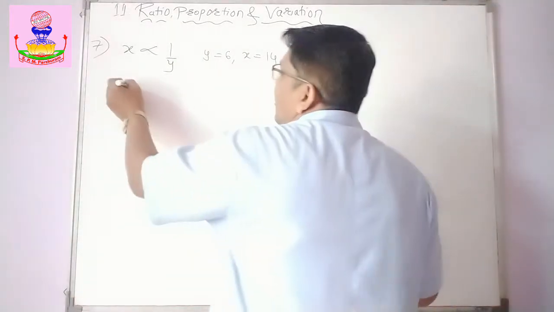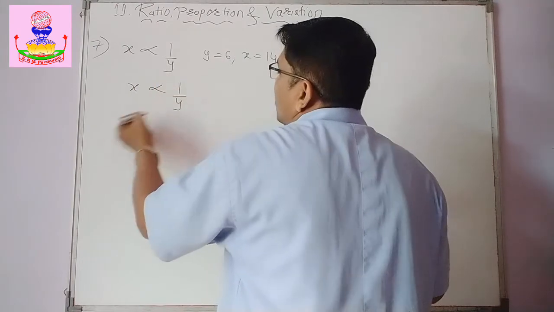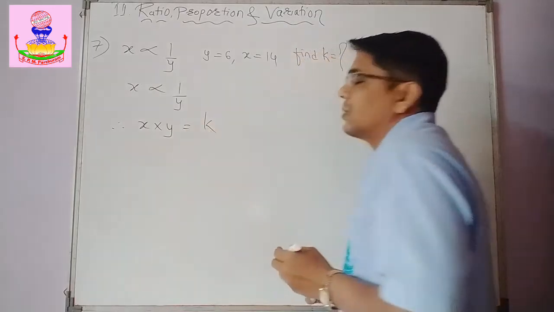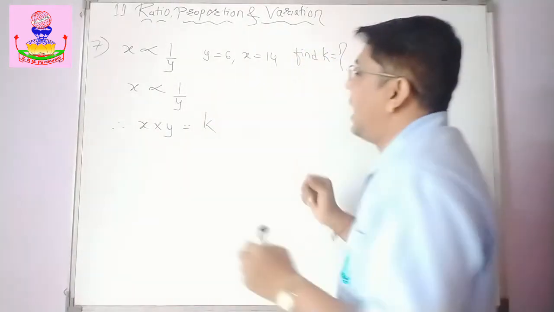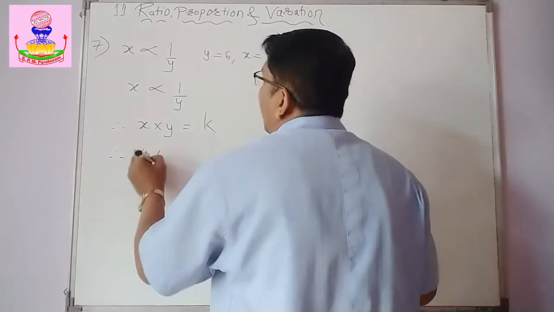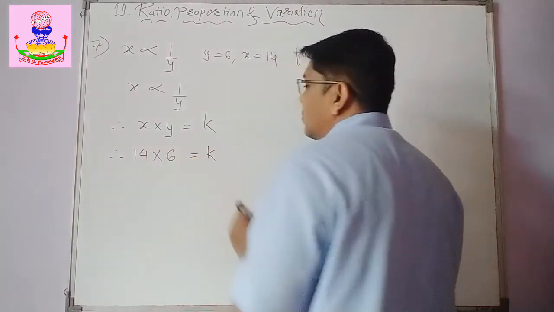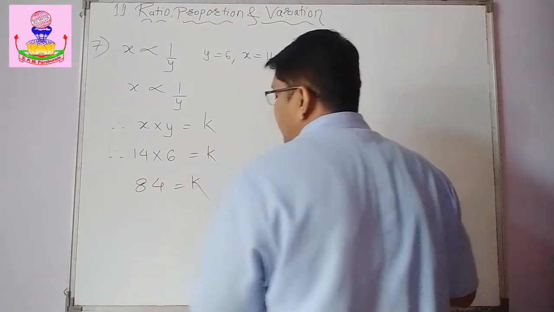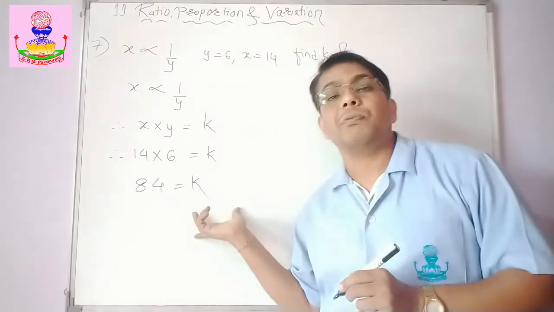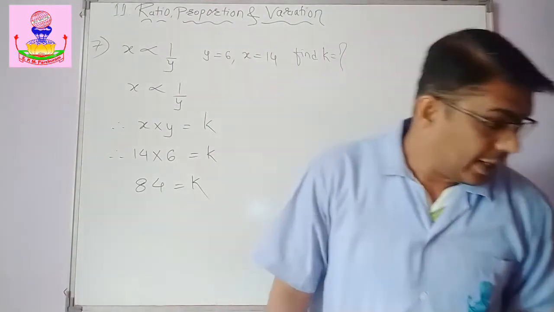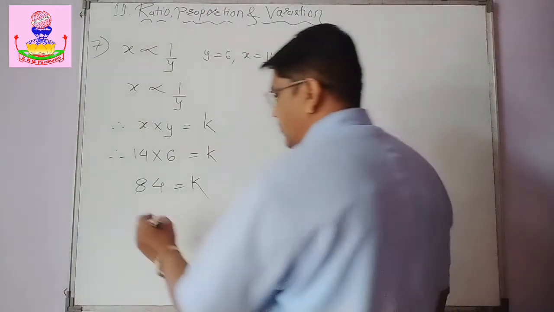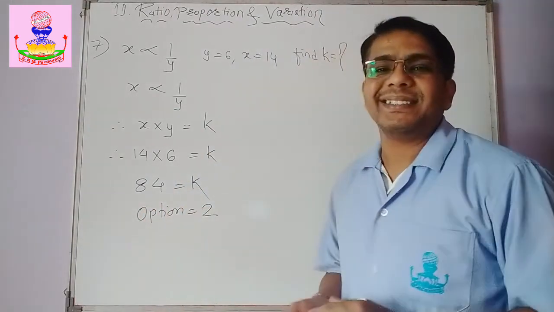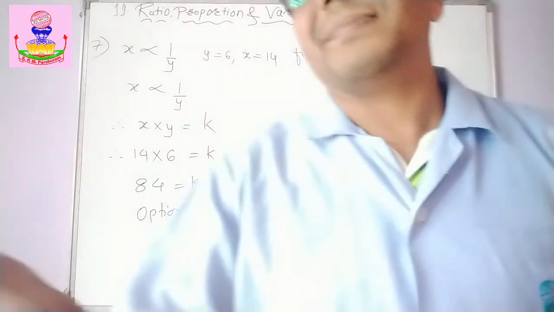that is k. Okay, so we know that x inversely proportional to y, therefore x into y is equivalent to k, constant of proportionality. Now I know value of x 14, I know value of y 6, that is equal to k. Now 14 6s are, yes, 84. So value of k is 84. That is value of constant of variation is 84, and hence option number 2. That is the correct answer. Okay. Now next example.